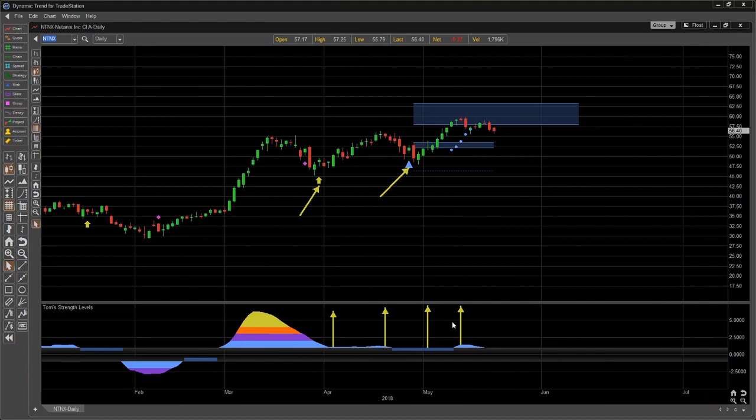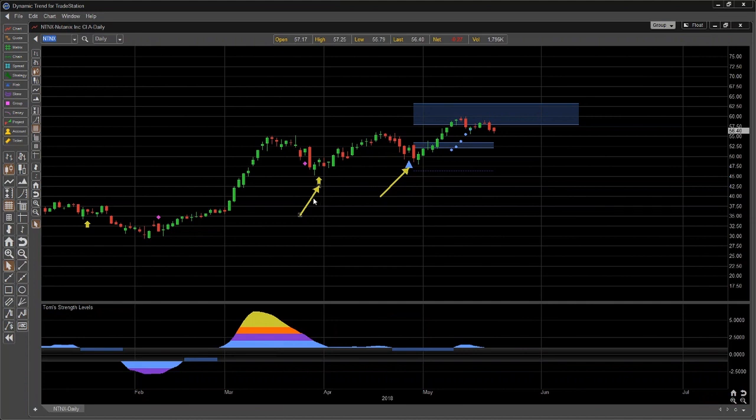Now, there's a lot of different ways we can use the Tom's strength levels, the TSLs. Okay, this is one of them: qualifying buying or selling opportunities using the Elliott wave turning points in the direction of the trade.